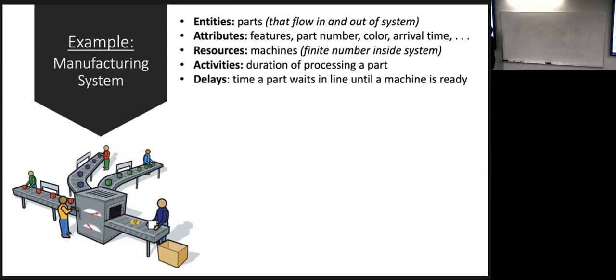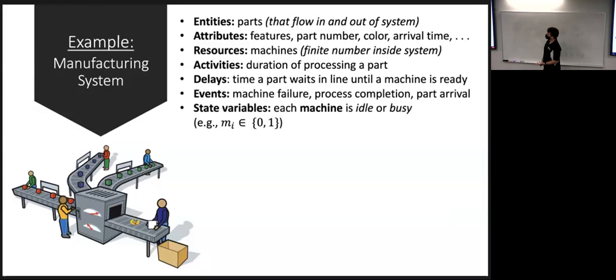The resources in this manufacturing system are going to be like the machines that each one of those parts stop at. There's a finite number of those resources that are part of the process the parts go through. Every time they stop at a machine, they conduct an activity if that machine is available. If that machine is not available, they'll have to sit and wait for that machine to become available. And that is the delay.